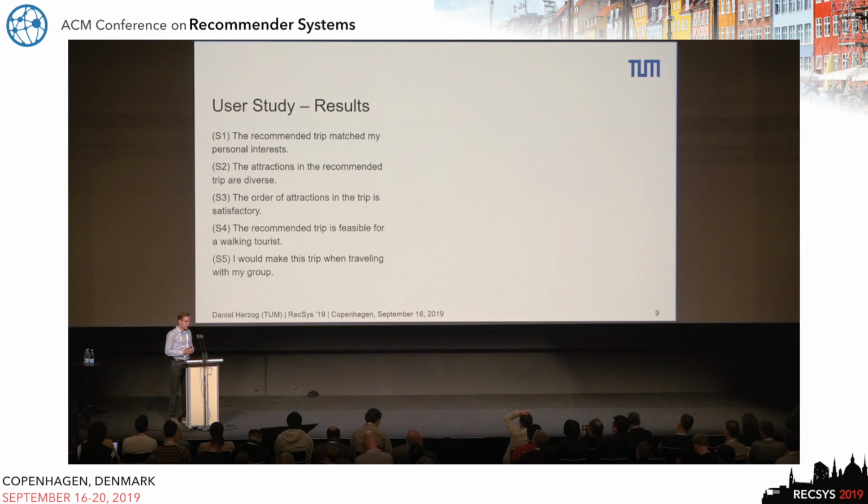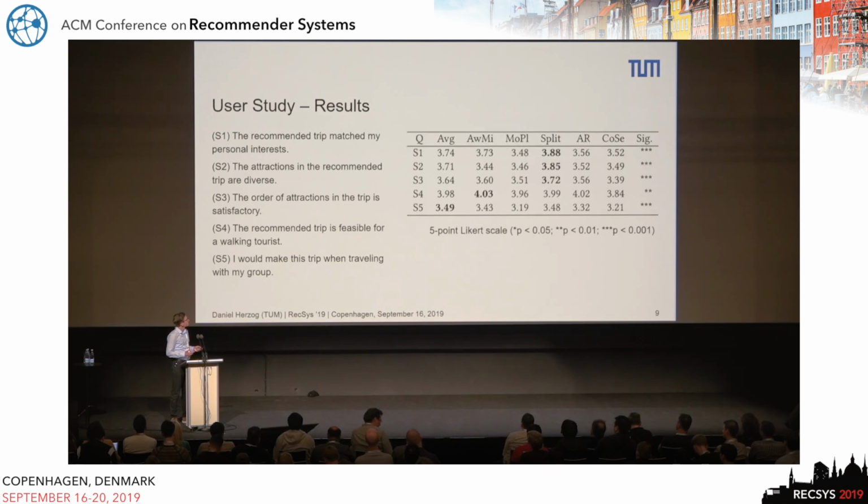So the survey we used to evaluate each of the recommendations was composed of 5 statements. We were asking how well the recommendations matched the personal preferences. We asked about the diversity, about the order of items in the trip, if the trip was feasible for walking tourists, and the intention to actually use the recommendation. And which I didn't explain before, we had 3 scenarios for each recommendation. That means that in total every group got 18 recommendations, which they rated after every recommendation, and this is the average. Those are the average values.